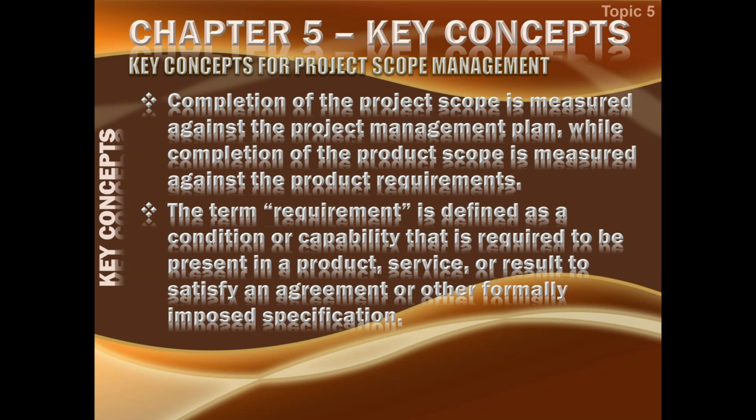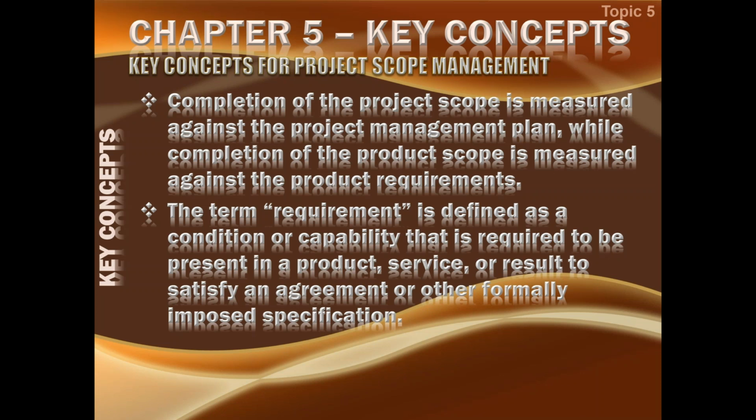Validate scope is doing the inspection for completeness, and that is about comparing the product with the product requirements, so that accomplishes the product scope. So first the project scope is ensured. Once all the work which was required to be done has been done, then the project scope is complete. Then we see the product scope.